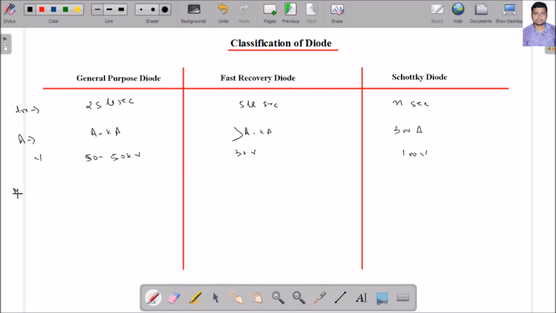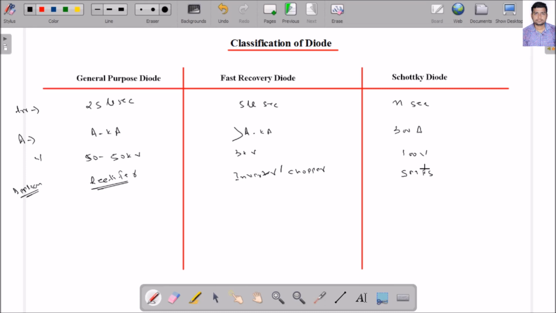Application, if I see the application, it is used in rectifier. While discussing the rectifier, we will come to know how general purpose diode will be useful in what rectifier. And here fast recovery diode is generally used in inverter, or we can say also chopper, we'll see, and Schottky diode is generally used in SMPS, switch mode power supply.